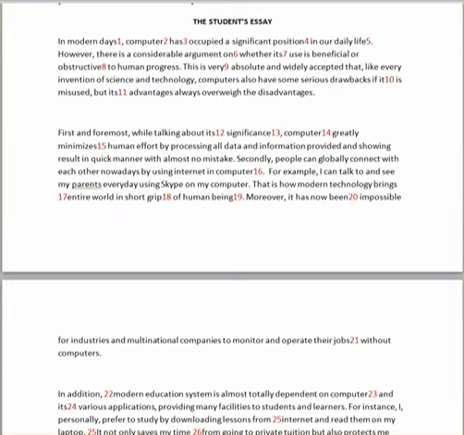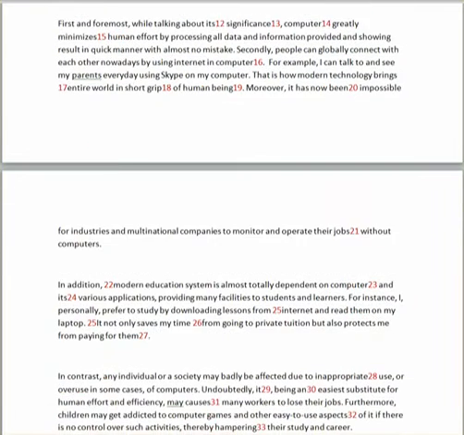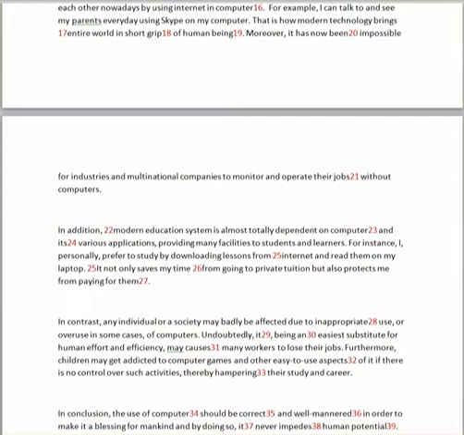Moreover, it has now been impossible for industries and multinational companies to monitor and operate their jobs without computers. In addition, modern education system is almost totally dependent on computer and its various applications, providing many facilities to students and learners. For instance, I personally prefer to study by downloading lessons from internet and read them on my laptop. It not only saves my time from going to private tuition, but also protects me from paying for them.